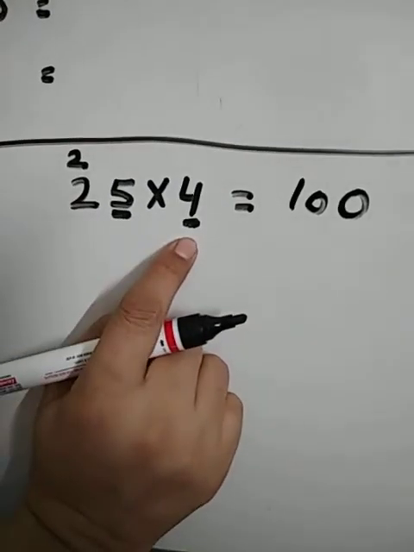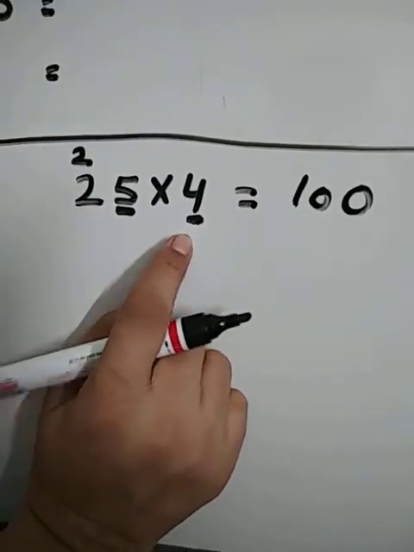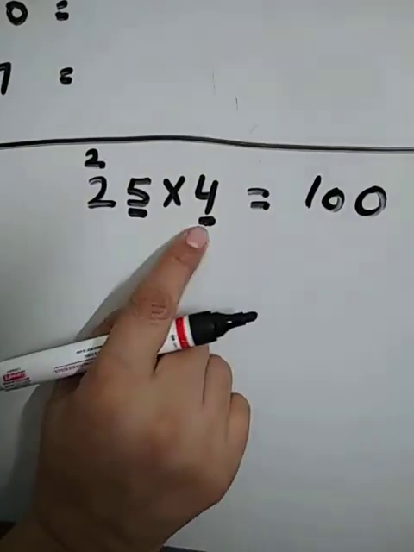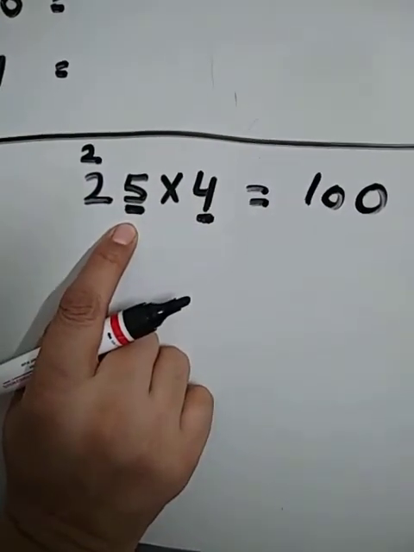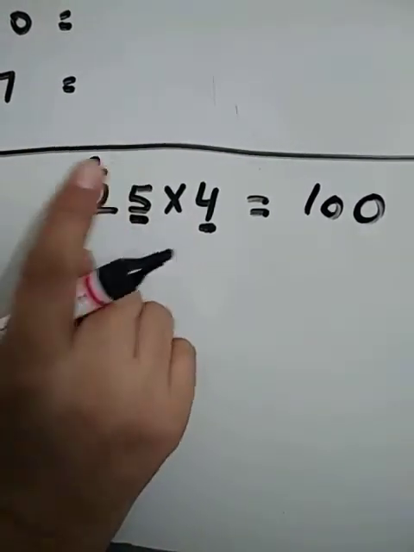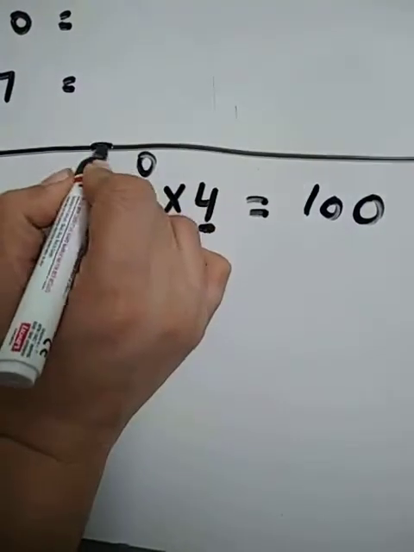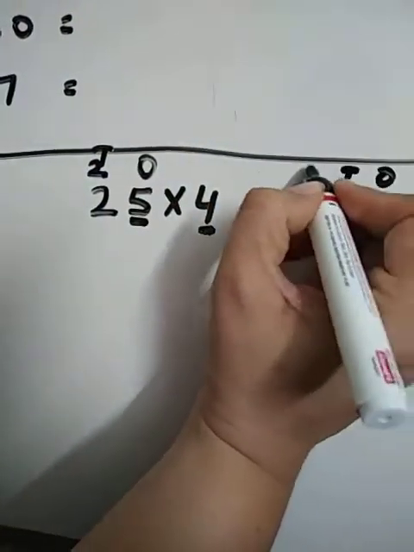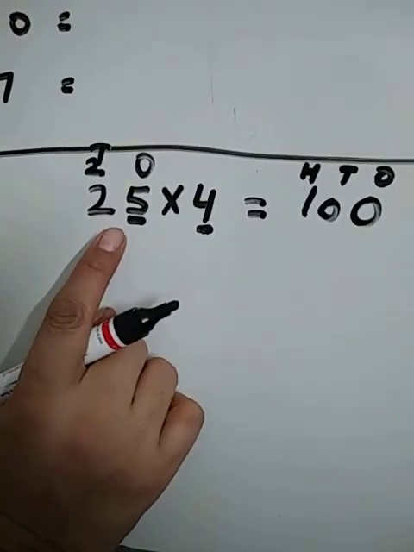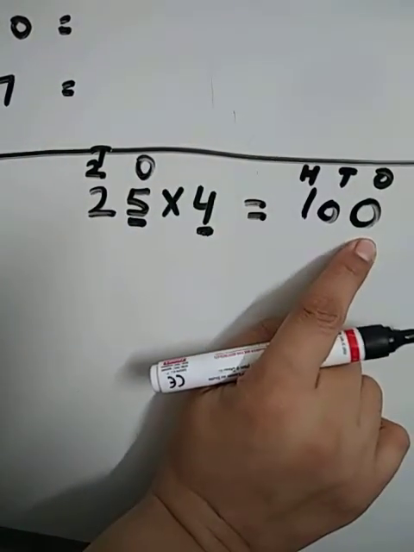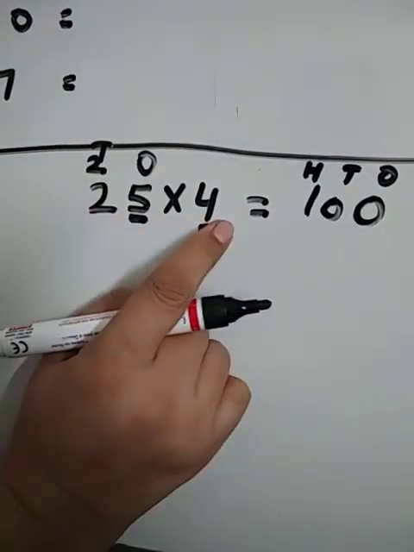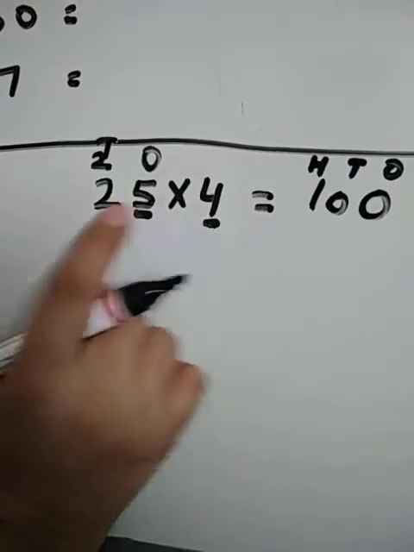25 multiplied by 4. First I will multiply 4 by 5. 4 5s are 20. I will write 0 here at the ones place, because 5 is at the ones place. See, ones and tens. And here also ones, tens and hundreds. 4 5s are 20. So 20, 0 I will write at the ones place, and 2 I will give as a gift to the next number.